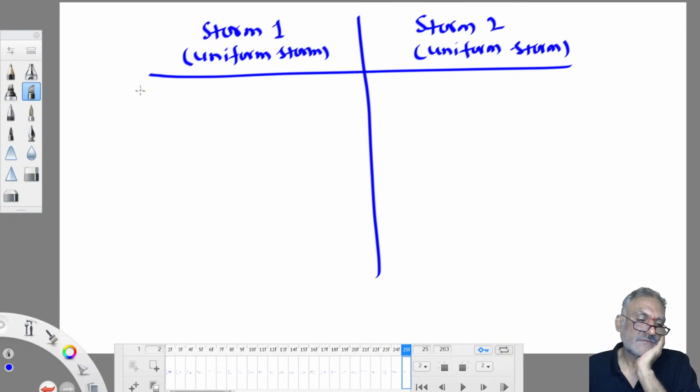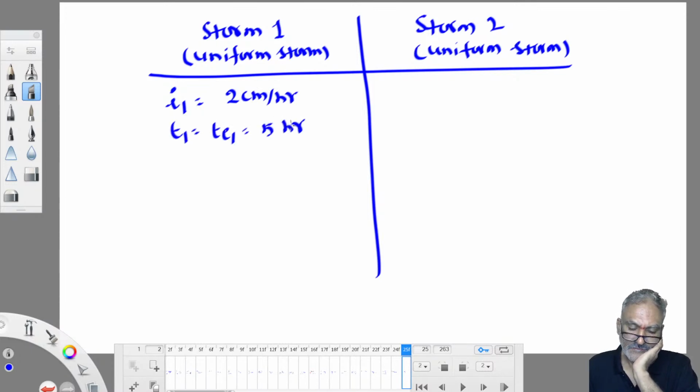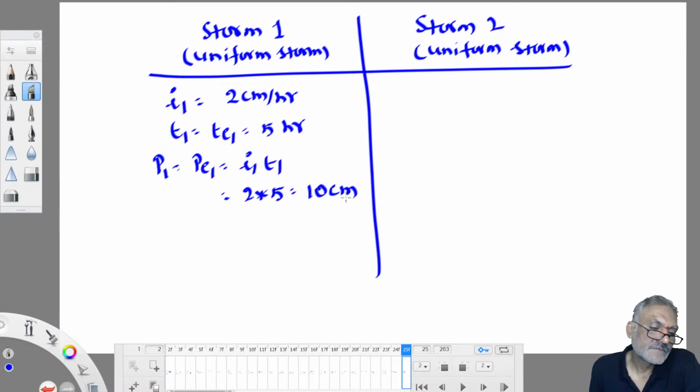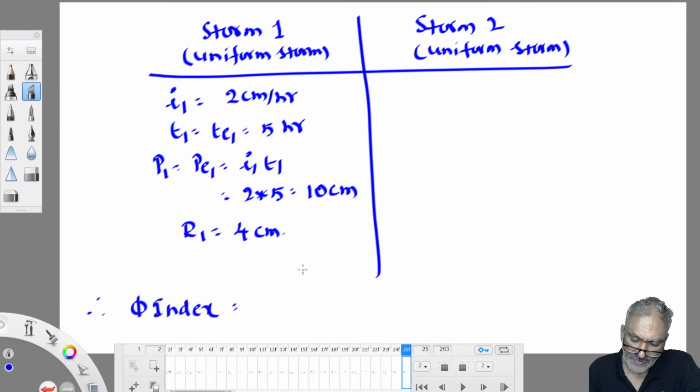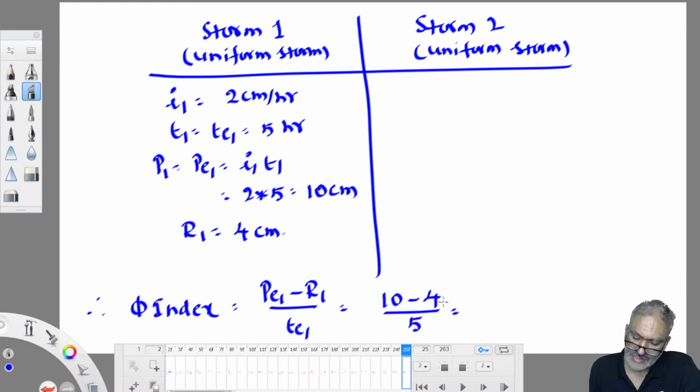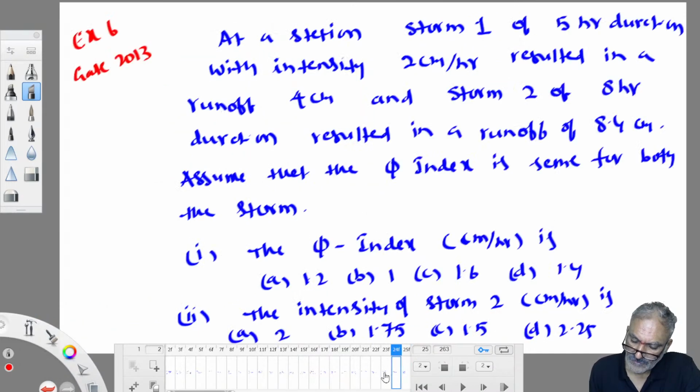So for storm 1, what is given? Intensity is given. Duration is given. But P is not given. So I1 into T1, 10 centimeter it is. R1 is also given. So using this you can find out the pi index. Therefore the pi index for this catchment is equal to (P1 minus R1) by T1, which is (10 minus 4) by 5. 10 minus 4, 6 by 5, 1.2. That was the answer for the first question, 1.2 centimeter per hour. Is it clear now?